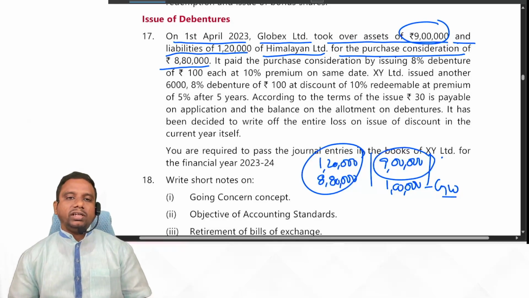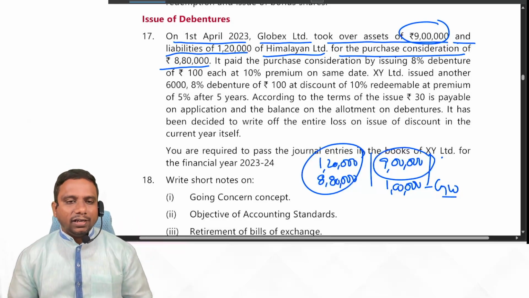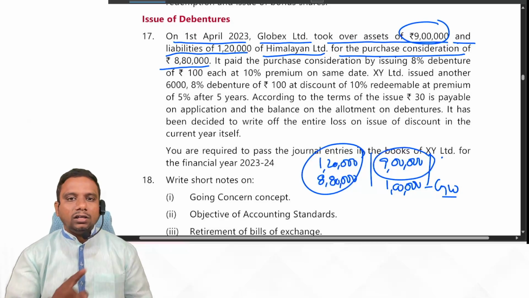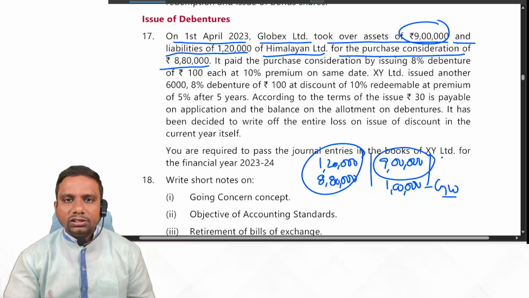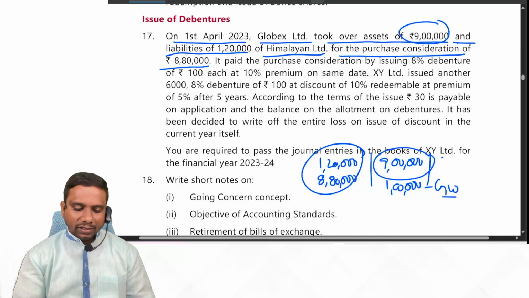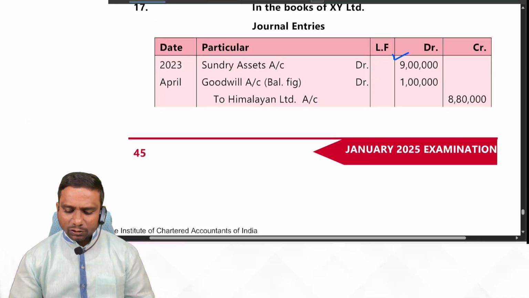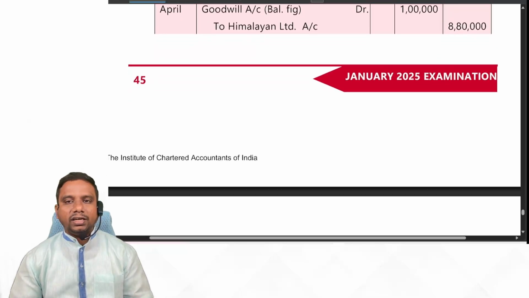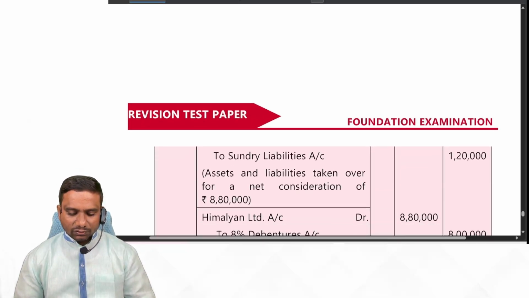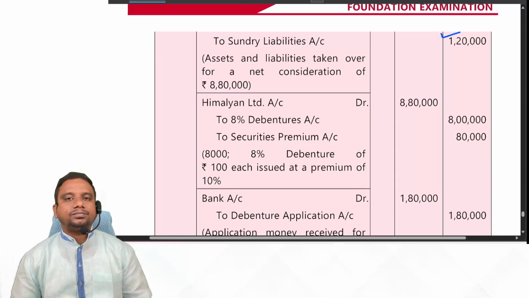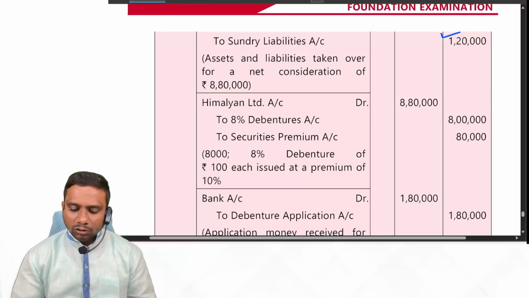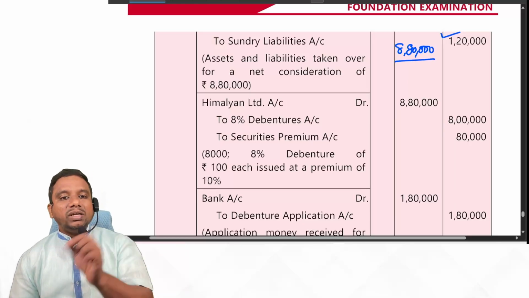Finally, what is the entry we record? Assets account debit 9 lakhs, goodwill account debit 1 lakh, to liabilities account 1 lakh 20,000, to Himalayan Limited 8 lakh 80,000. That is the entry we record. Now, what is the amount payable to Himalayan Limited? 8 lakh 80,000 rupees. Here the question comes, how many debentures do we have to issue?